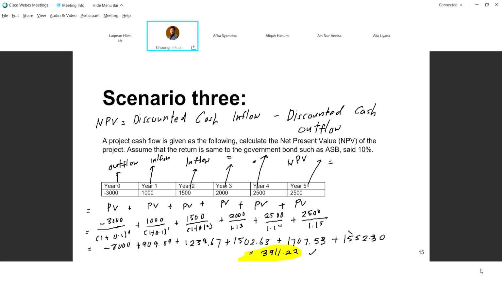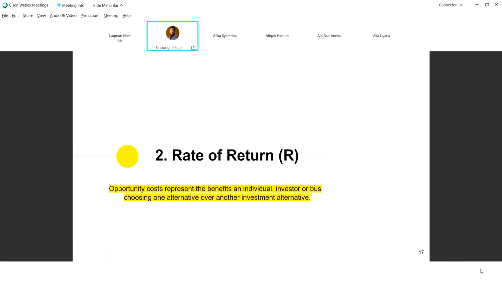Alright, class. So kalau okay, kita pergi kepada yang kedua. Salah satu tool juga masa kita nak nilai suatu projek. Ya, ini adalah rate of return. Alright, this is rate of return. So opportunity cost represent the benefits an individual, investor, or business miss out on when choosing one alternative over another investment alternative. So yang kedua ni, indicator yang kita perlu lihat adalah namanya sebagai rate of return.